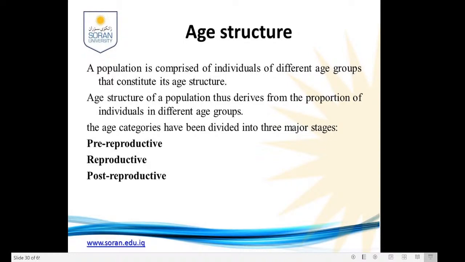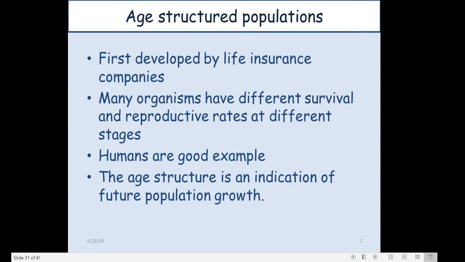And in the age structure, the population is comprised of individuals of different age groups. The age structure is very important. It has three major stages: pre-productive, reproductive and post-productive. These various stages and age groups are divided into different classifications.